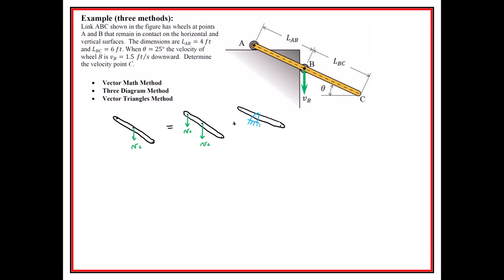And now it's going to spin about that point in order to get the relative velocity. And we know that the relative velocity of A with respect to C is going to be perpendicular to that position vector right here. So it's going to end up on that line.